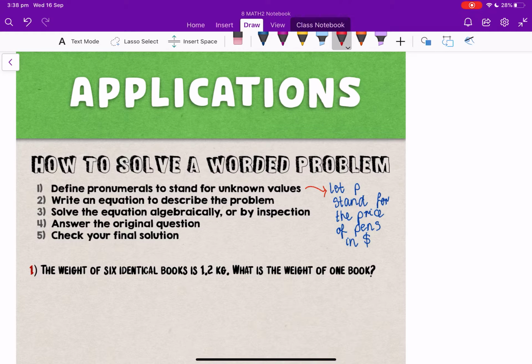So the first step is to define a pronumeral, which is basically just the letter to stand for the unknown value. So for instance, here I've got let P stand for the price of pens in dollars. So whenever you see P, you'll just know automatically that that stands for the price of pens in dollars. Secondly, you write an equation to describe the problem. Thirdly, you will solve the equation algebraically or by inspection. Then you can answer your original question, and then at the end you can check your final solution. So they are the 5 steps.